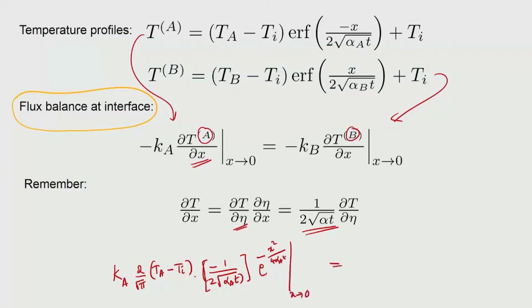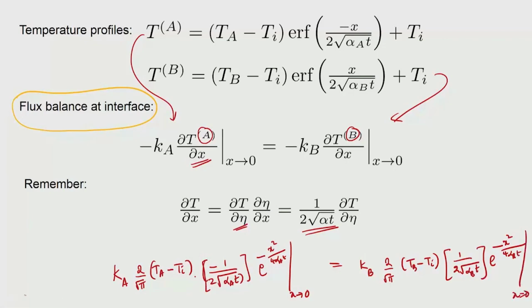Which means that becomes 1, and on the right hand side you could see that it will be Kb. Okay, I am removing the minus sign, Kb into 2 by root pi into this expression, that is Tb minus Ti into 1 by 2 root alpha b t e to the power of minus x square by 4 alpha b t, evaluated at x is equal to 0.